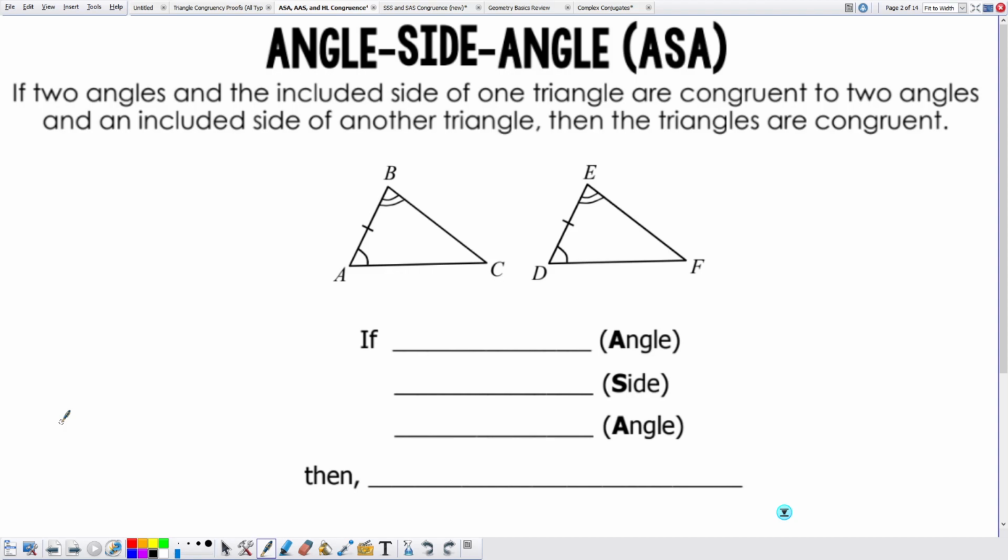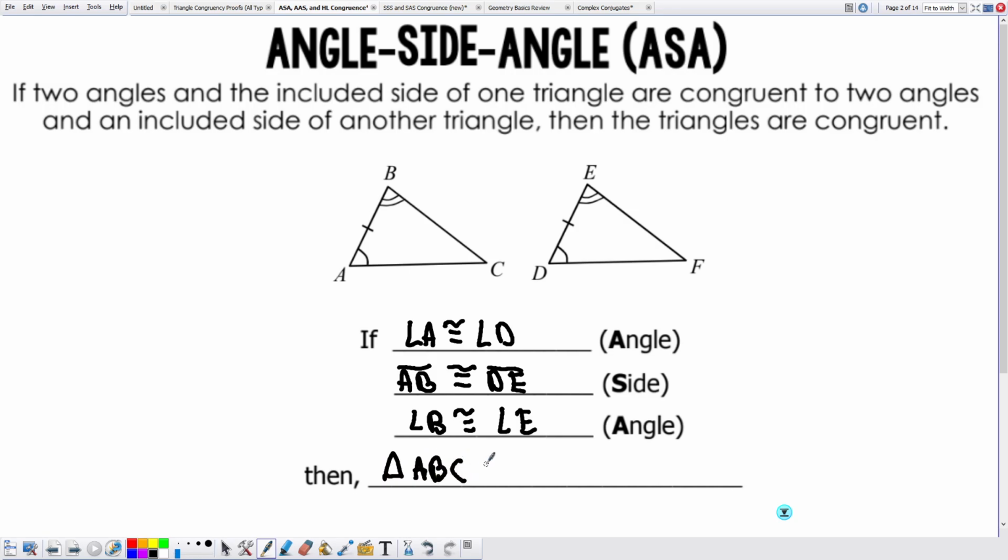So, in gist, if angle A is congruent with angle D, and if we have that AB is congruent with DE, and finally, we have that last pair of angles, angle B is congruent with angle E. This establishes the fact that the triangle ABC is congruent with triangle DEF.